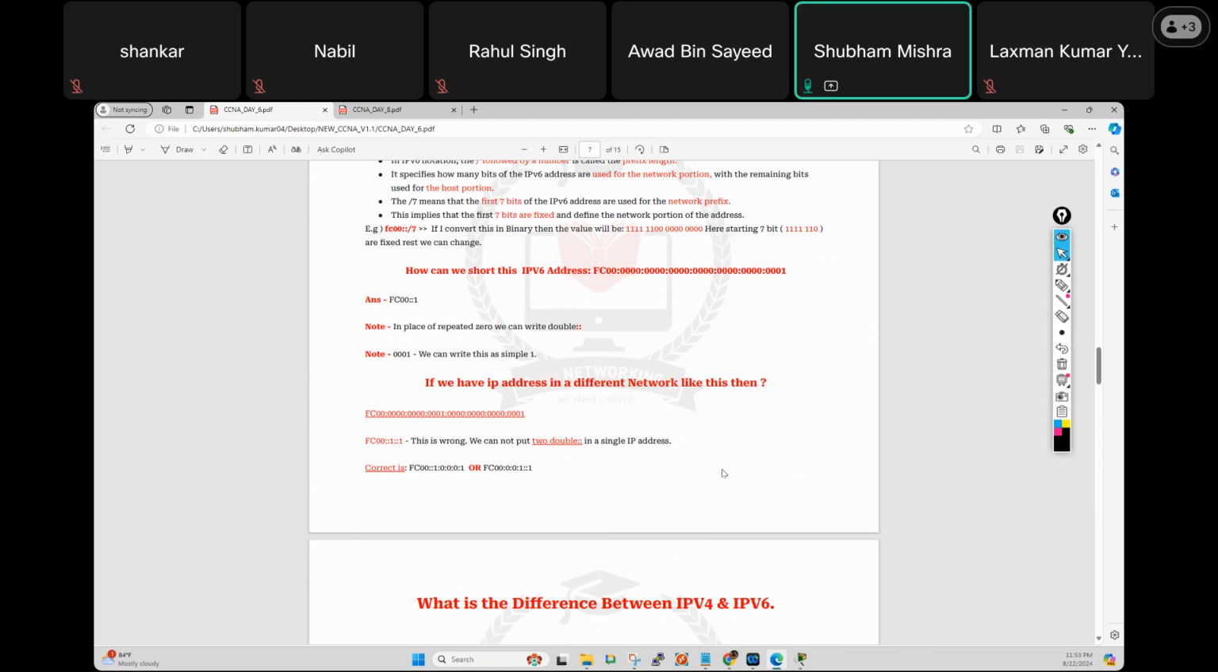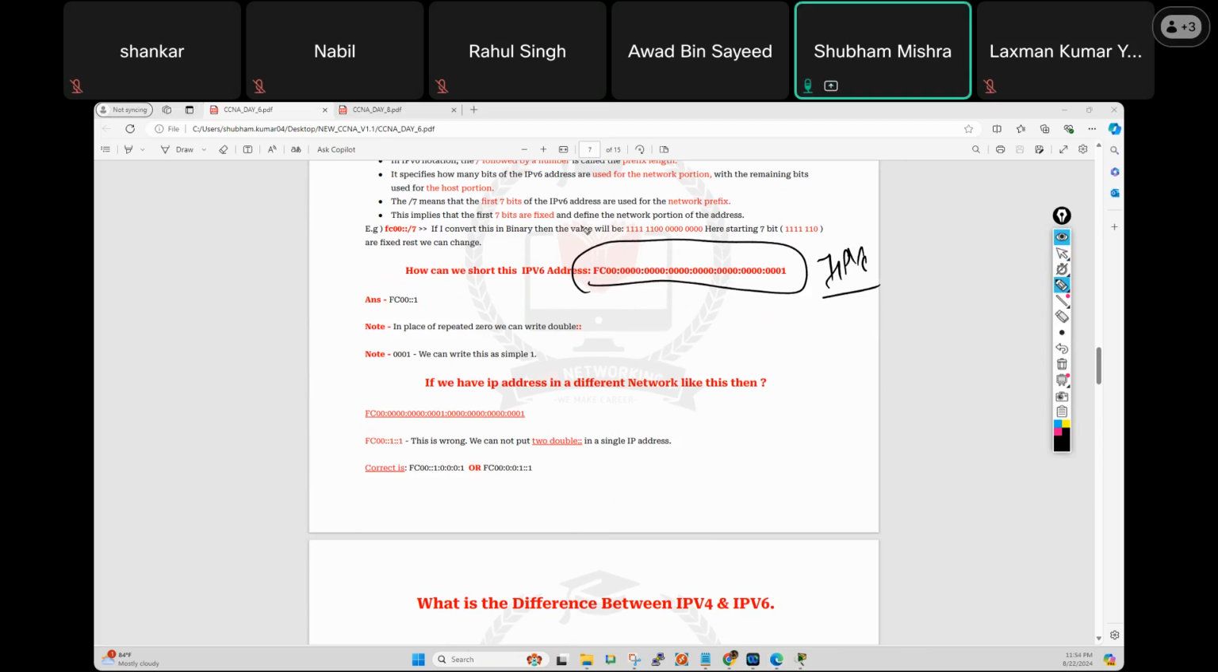One more thing, this is also very important. This is the IPv6 address. Think, as a network engineer, if anyone tells you to configure this address on any device, you will be tired to configure this long address. But yes, guys, we can shorten this address.